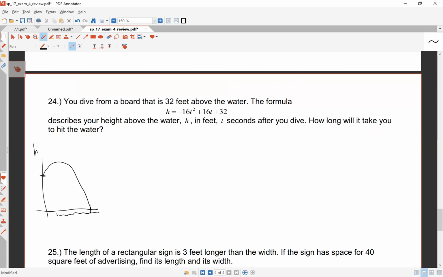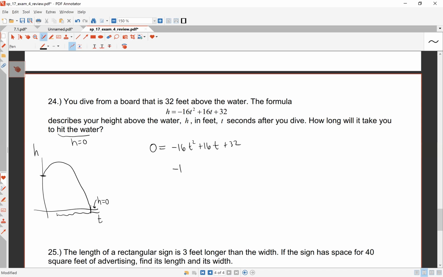So if you think about this, this is the h-axis, or the height of the diver, t seconds after the diver dives off the board. If we want to know when it hits the water, then that's when h is equal to 0. Hits the water, we set h equal to 0, and we solve. 0 equals negative 16t squared plus 16t plus 32.